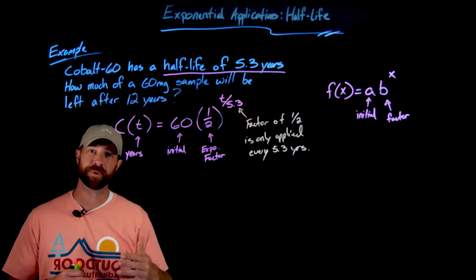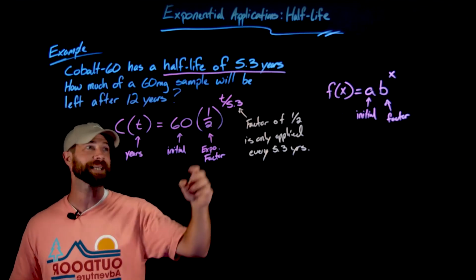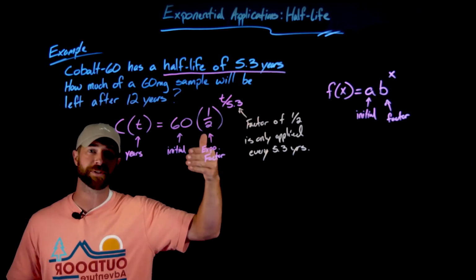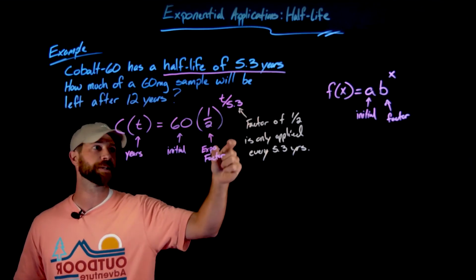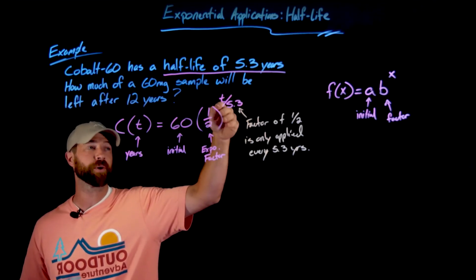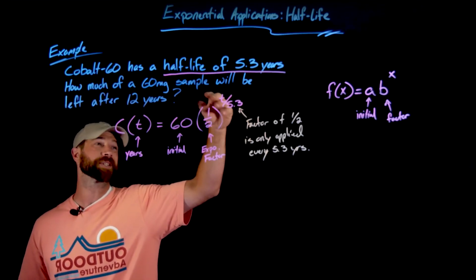In other examples, you'll see ways that we'll do that. But in this case, if I don't want this to double every year, but every 5 years or 6 years, whatever that number of years is, I divide by that number to make sure that this 1/2 is only applied once this reaches 5.3.